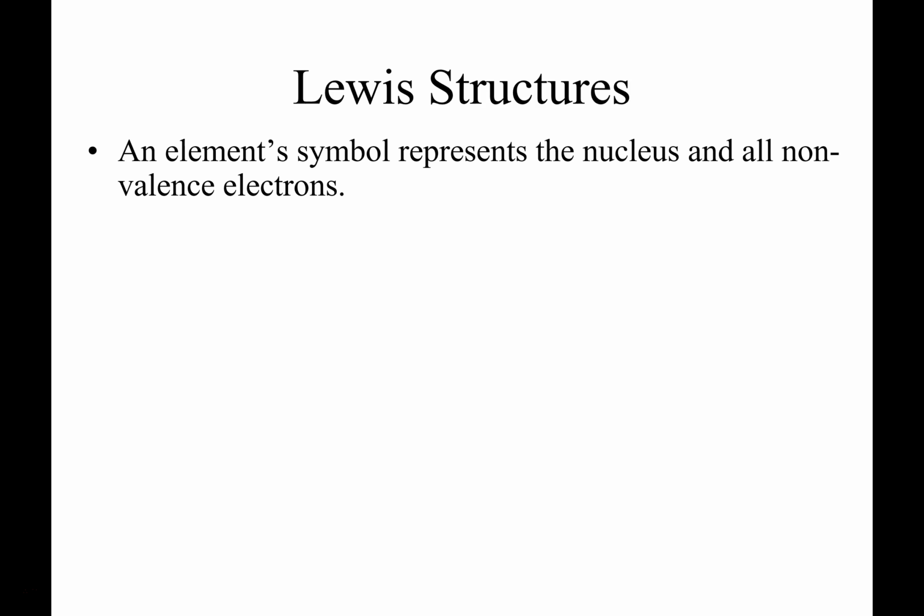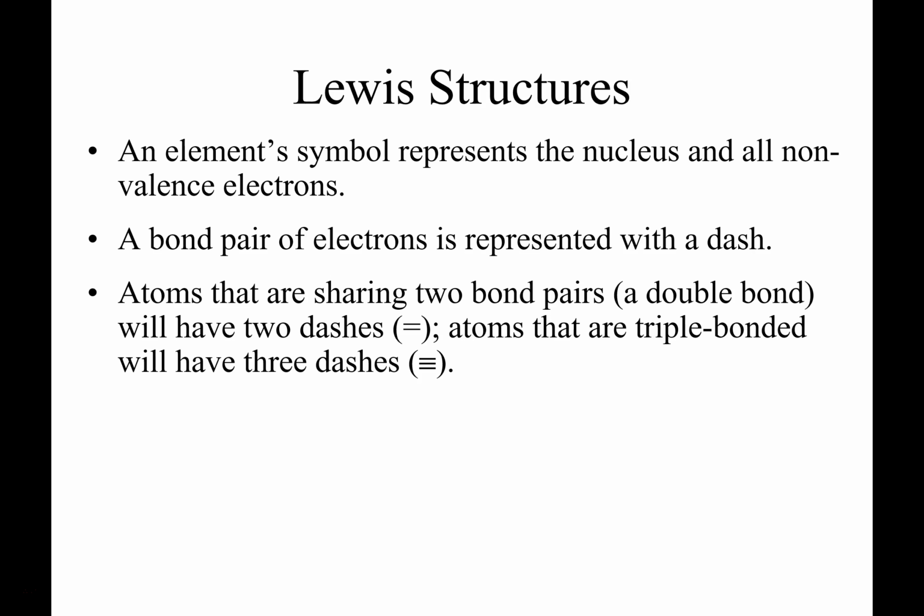So kind of like I said before, when you see a Lewis structure like this, think of that O as representing the nucleus of the oxygen atom and all the non-valence electrons. Bond pairs are shown with solid lines. I shouldn't be saying dashes. Bond pairs are shown with a solid line.